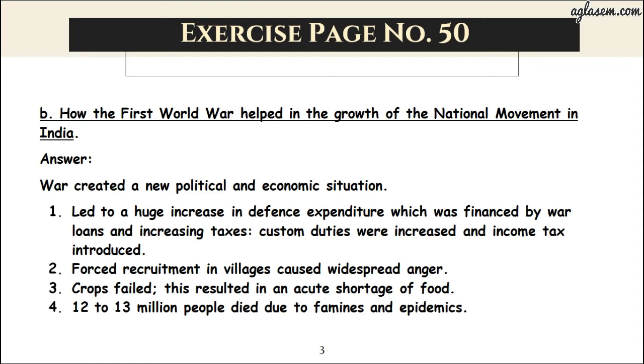Second part is forced recruitment in villages caused widespread anger. Third is crops failed. This resulted in acute shortage of food. Fourth is 12 to 13 million people died due to famines and epidemics.